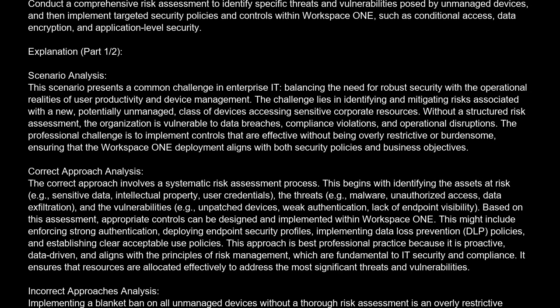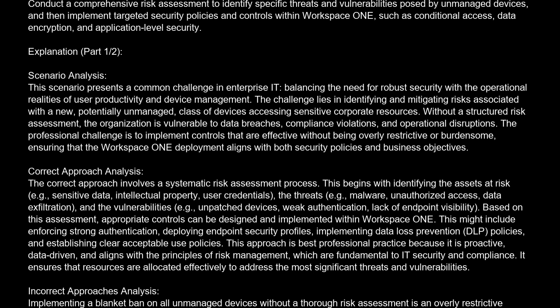The correct answer is C. Conduct a comprehensive risk assessment to identify specific threats and vulnerabilities posed by unmanaged devices, and then implement targeted security policies and controls within Workspace ONE, such as conditional access, data encryption, and application-level security.